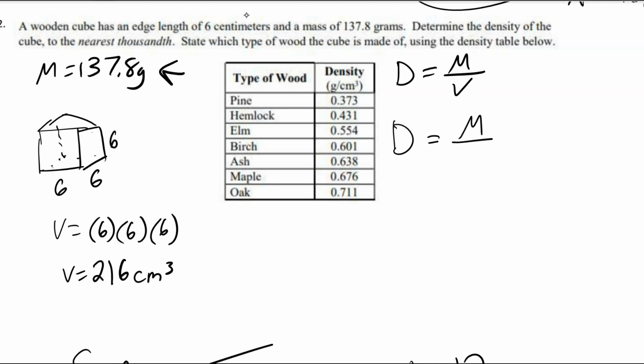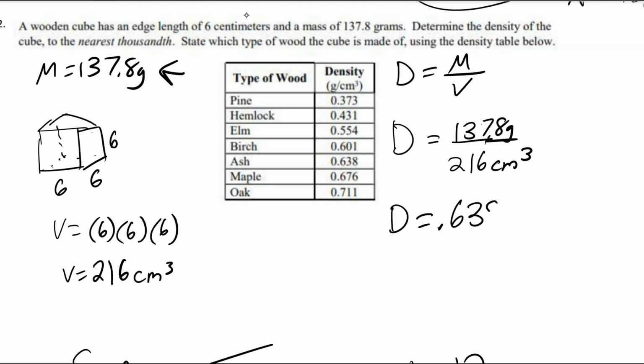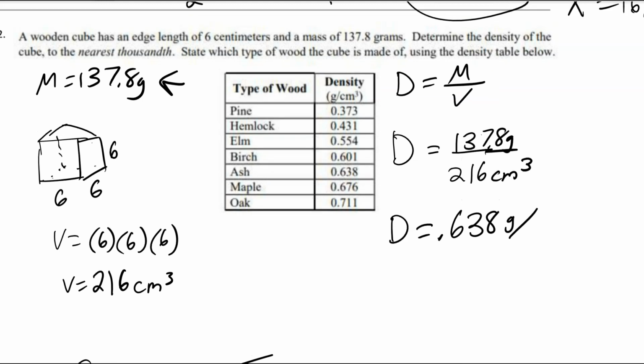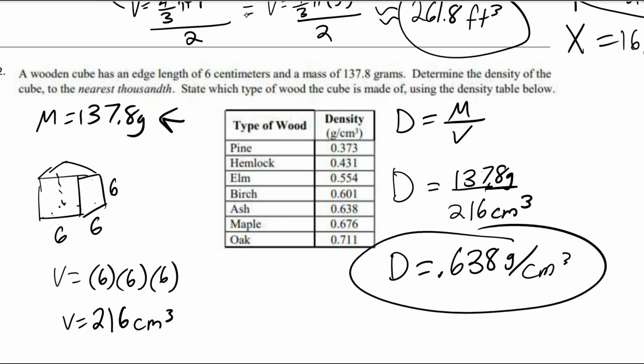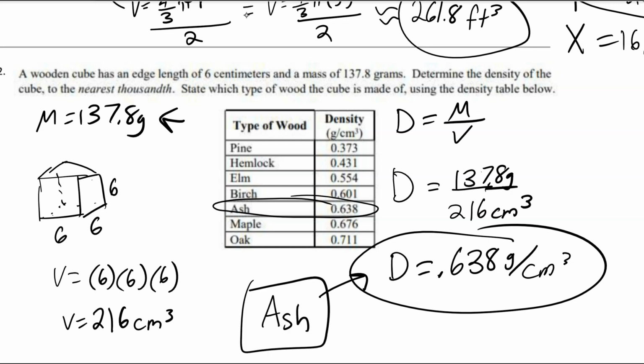And if I divide the mass, which I was given in the problem as 137.8 grams, by 216 centimeters cubed, in my calculator I get about 0.638, and I'll just rewrite my units, grams over centimeters cubed. So that's my density, I determined that. And it wants to know which type of wood the cube is made of using the density table. Well, I notice this number appears for ash, that 0.638 is a density, so it must mean my cube is made of ash because that's the range it falls into.